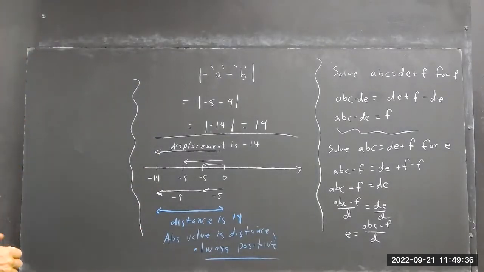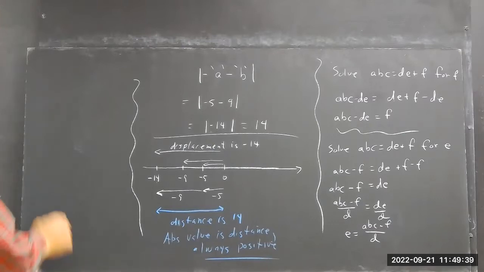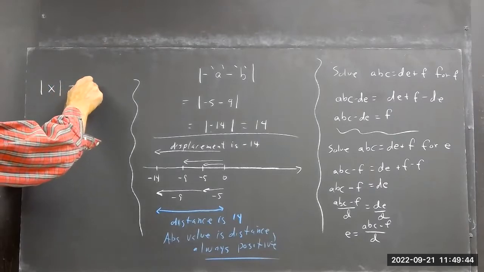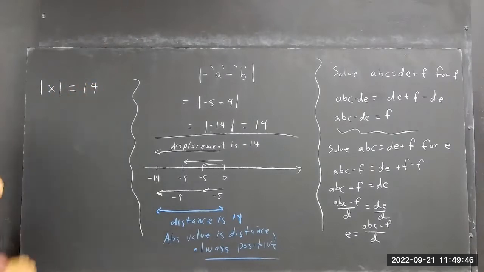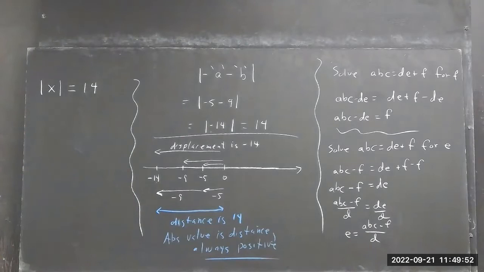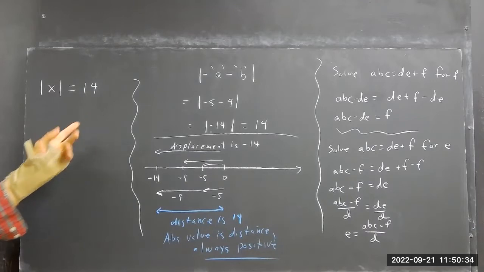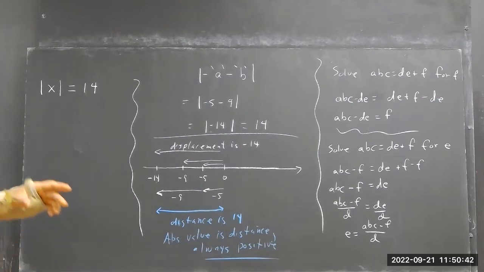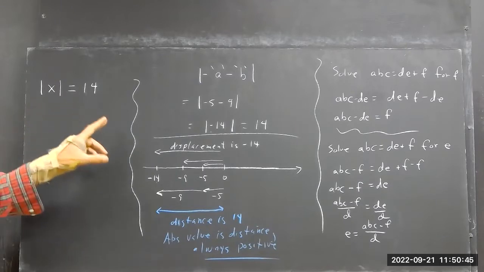Let's say that we have an equation. Absolute value of x equals 14. How many values of x are there that make that true? The last question I asked is, give me one value that makes this true. Before that, I asked how many values of x there are.